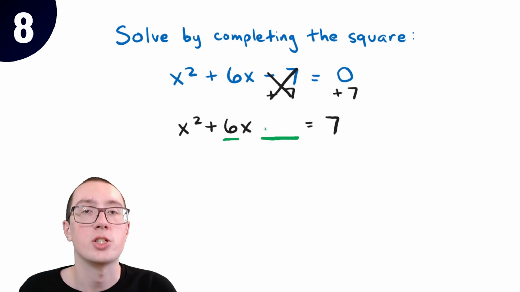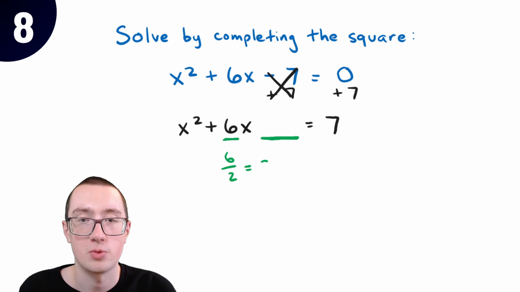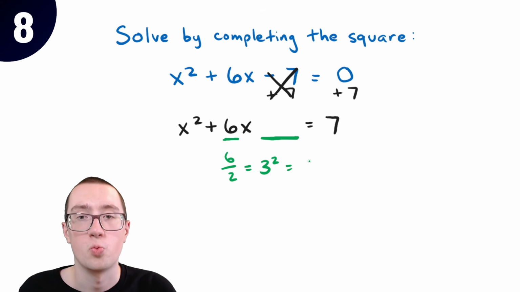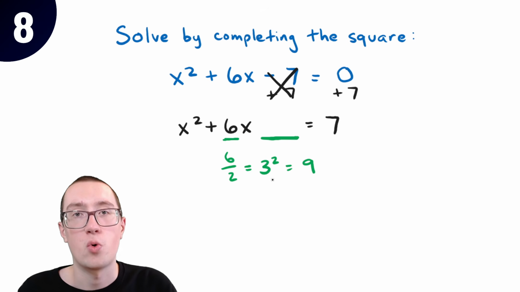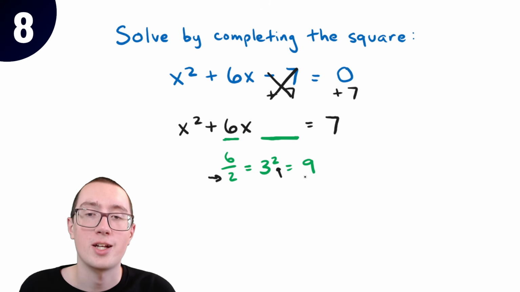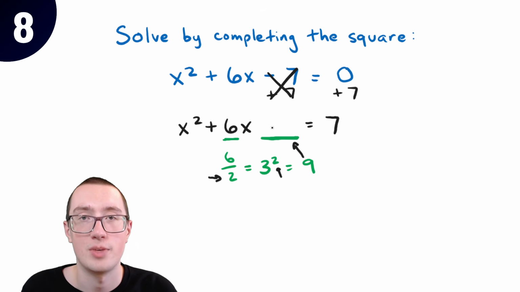So to find out the magic number, you just need to take the number in front of x, you need to divide it by 2, that gives us 3, and then you need to square that number. So 3 squared is the same as 3 times 3, which is 9. So that's the important thing to remember. You divide by 2, and then you square it. So the magic number is 9, and that means we're going to put plus 9 into the space.